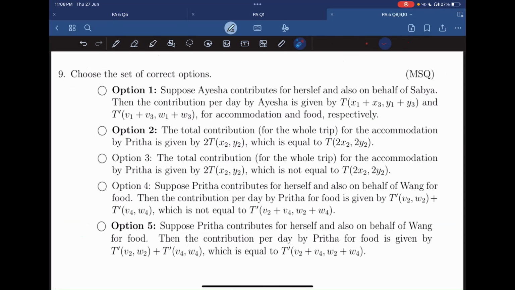Let's now solve question number 9. Choose the set of correct options. Suppose Aisha contributes for herself and also on behalf of Sabya, and the contribution per day by Aisha is given by T of x1 plus x3, y1 plus y3, and T dash of v1 plus v3, w1 plus w3 for accommodation and food respectively.